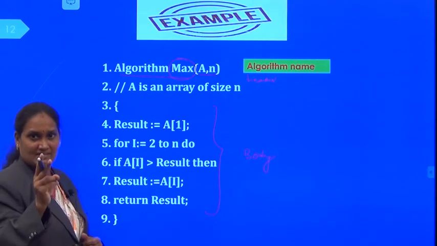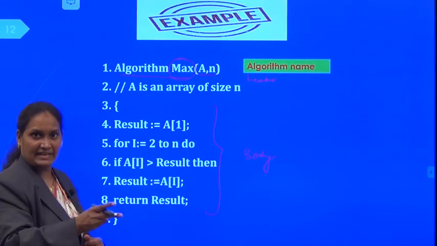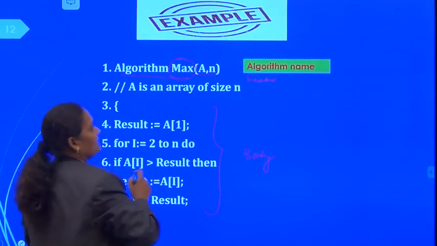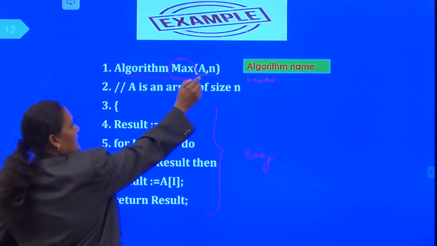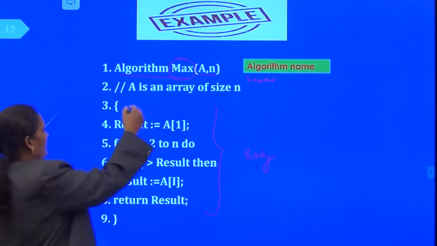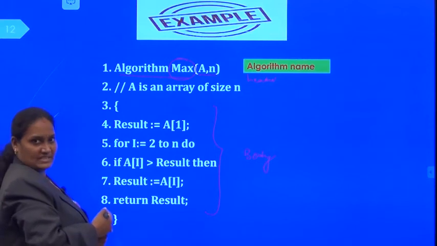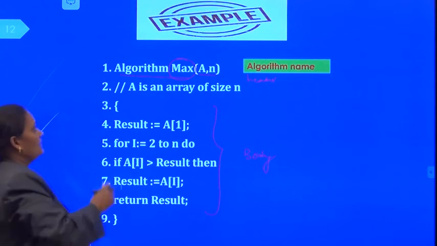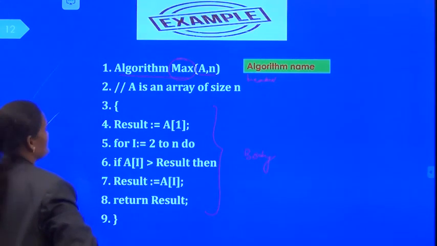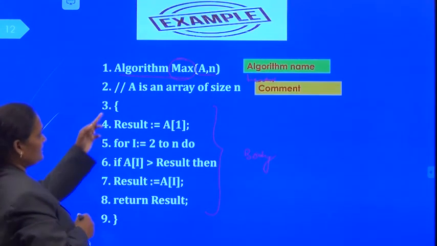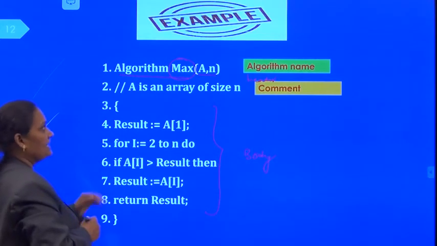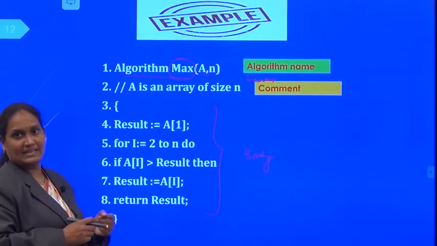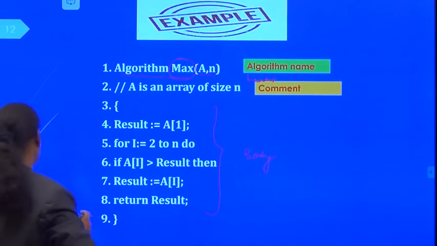We have two parts in the algorithm. One is the algorithm header and the other is the body of the algorithm. Here this is the algorithm header, which contains the algorithm name and its parameters list, and all the statements in that algorithm are represented within the body. Here this represents the body of the algorithm. Now let us see: the first statement represents the algorithm name. The second statement is nothing but a comment. Here I described what a is and what n is in the comment to better understand the algorithm.